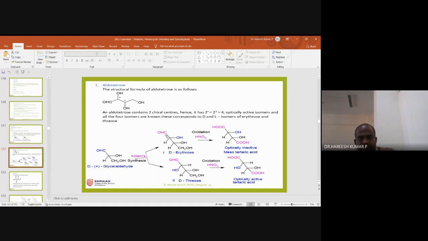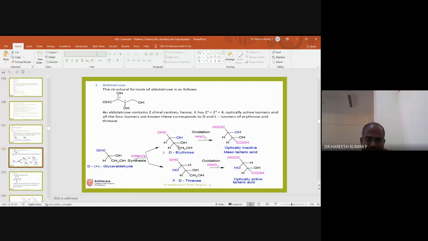And what is the difference between erythrose and threose? I think you are aware of what is called, okay. They are diastereomers. Very good. Both erythrose and threose are diastereomers. That's fine. Yes, because it contains 2 chiral carbon atoms. What I am asking is the difference between erythrose and threose. Of course, these 2 are diastereomers.